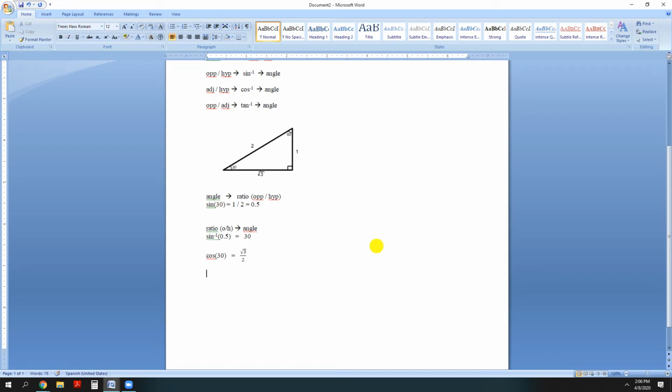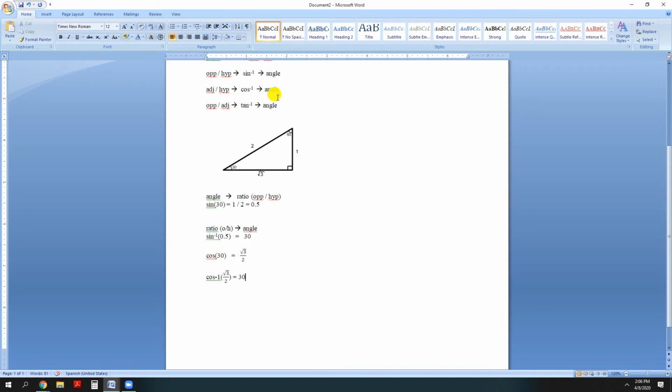So let's see what happens if we go in the other direction. Cosine minus 1. I'm just going to cheat and copy this right here so that we don't have to expend any effort. We're going to put the cosine inverse, and we're just going to shove our ratio into there. And then what's that going to equal? Well, it's going to tell us the angle.